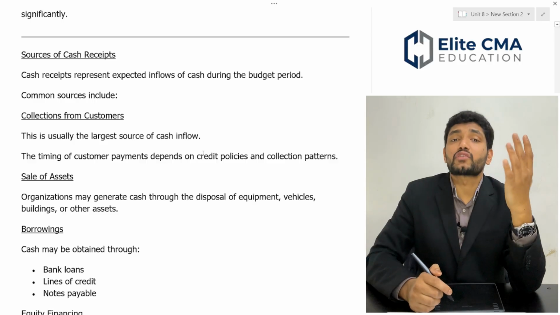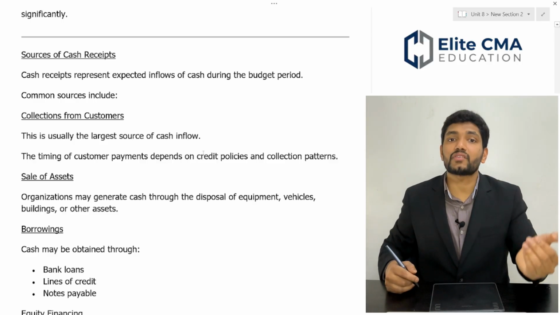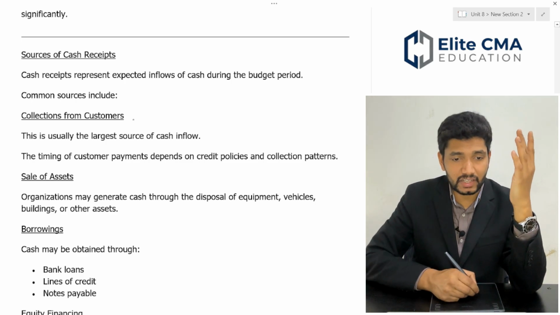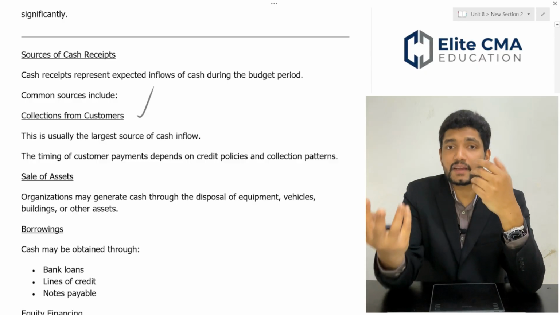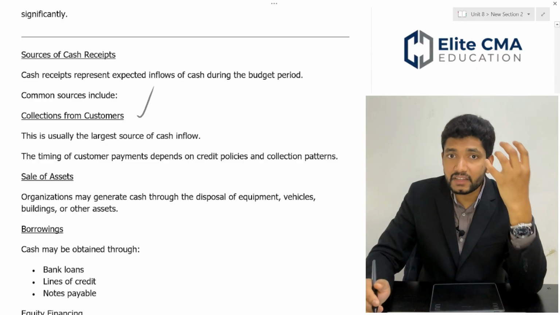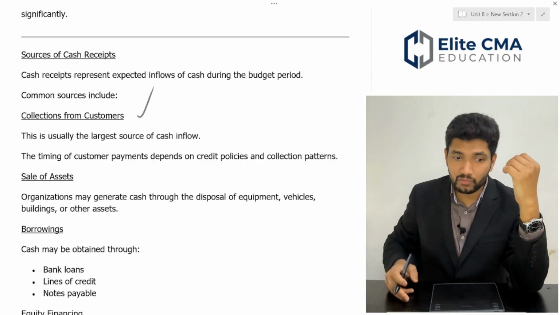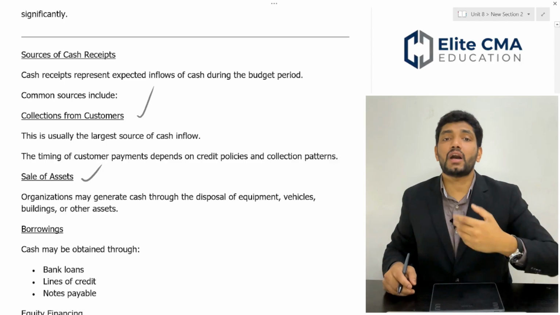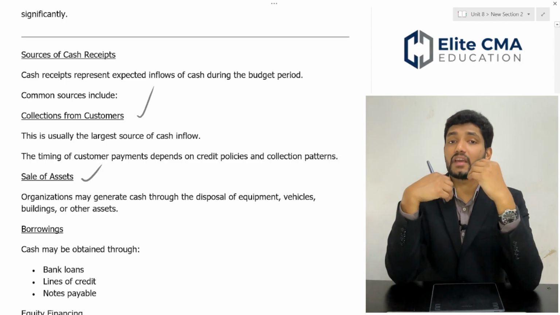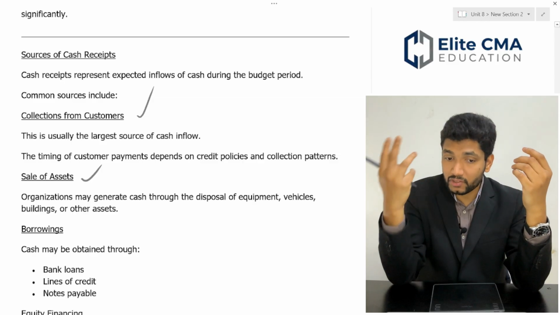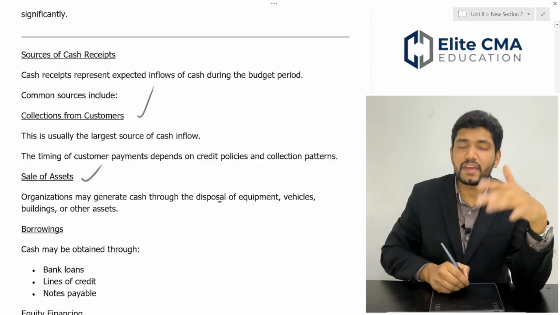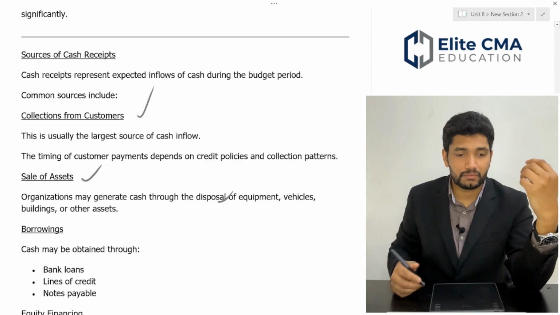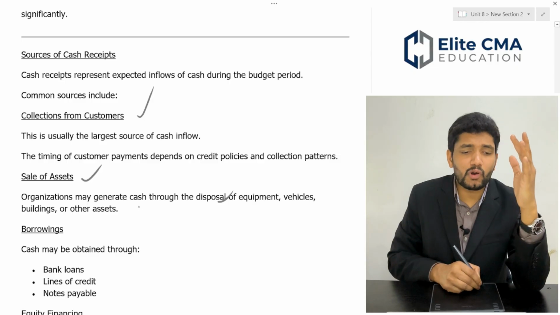Now, let's move on to sources of cash receipts. What are the sources from which a business can normally expect to collect cash? The first one is collection from customers. Once you make a credit sale, you can collect that cash from the customers once the invoices are due. Now, the sale of assets. If the company sells any of its assets, or disposes of equipment, vehicles, buildings or any other asset, it can generate cash inflow. Then borrowing.